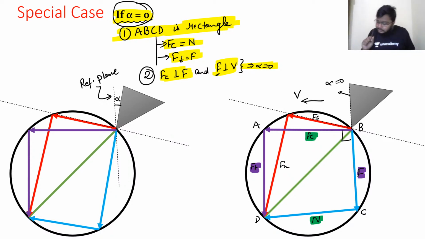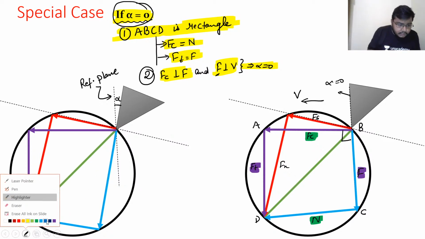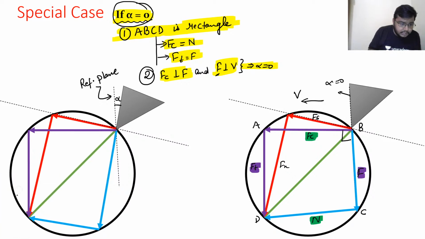Whenever, please understand, whenever in the question it has been written that there is an orthogonal machining, and in that orthogonal machining alpha is equal to 0, so the first thing that should come in our mind is that sir has told me that if alpha is equal to 0, then this is going to be equal. Whatever the value of FC will be there, the same value of N will be there, whatever the value of FT will be there, the same value of F would be there. Clear?